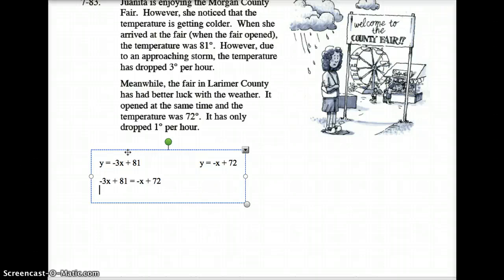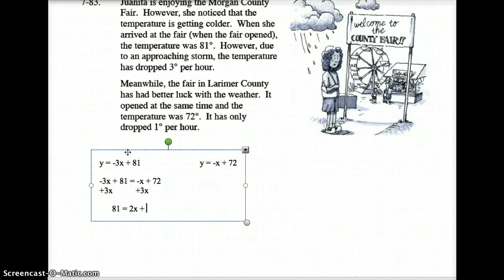In order to do this, we always want to move the smaller variable. Normally you would take a number like the negative x and move that, but the smaller variable, if you think about this on a number line, is the negative 3x. So we're going to add 3x to both sides of the equal sign. After I do that, this side of the equation is left with an 81. The other side of the equation is 2x plus 72. Next step, subtract the 72 from both sides.